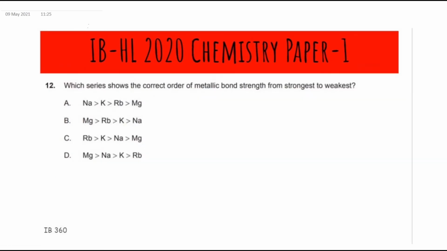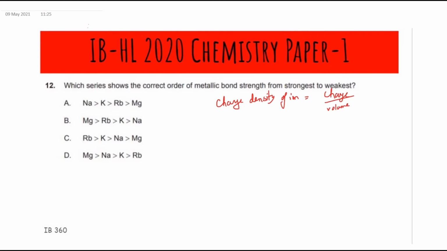Now in question 12, the metallic bond strength. In this question, we have to identify which of the following elements will form the metallic bond strength from strongest to weakest. To solve this question, we should know how exactly to compare metallic bond strength. Metallic bond strength completely depends on the charge density of the ion. Charge density is basically charge divided by the total volume of the ion.